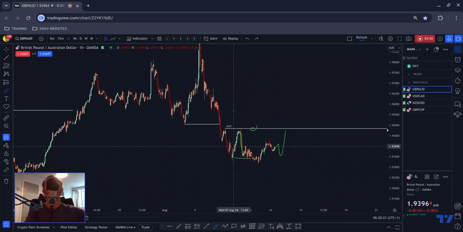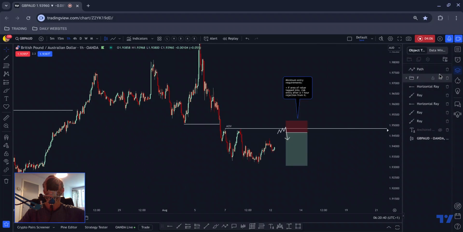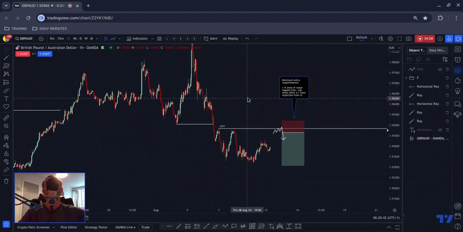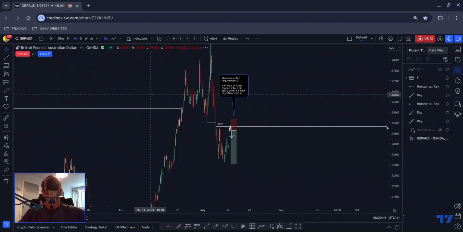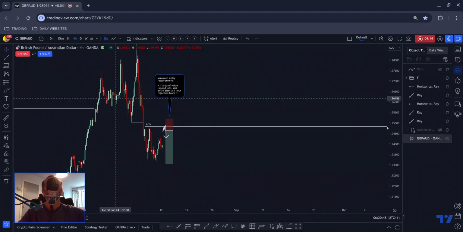Okay, but regardless of whether that is or not, we still have a standout 1, 2, 3. There's no subjectivity about this. We can see where the first touch is. It's not part of the impulse, it's part of a separate correction. So what I'll be looking for is the following. So I'll be looking for a tap into that area, and if we get it, okay, this is more of a 4-hour structure now, because I can see the structure on the 4-hour chart.